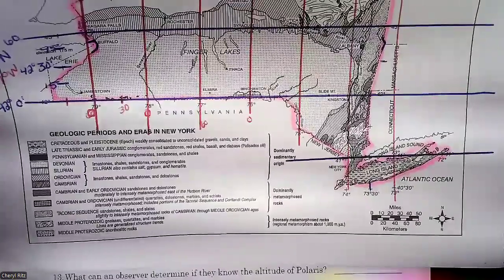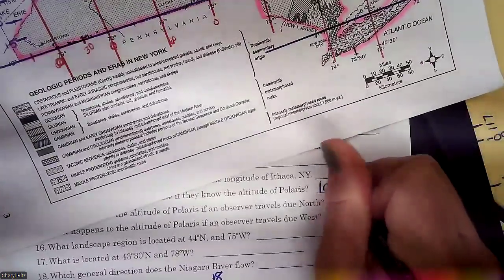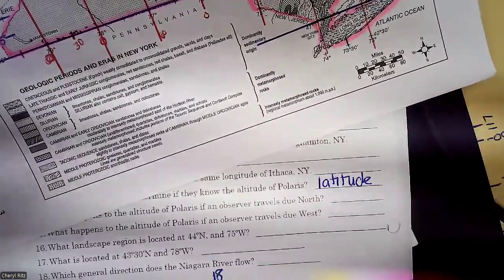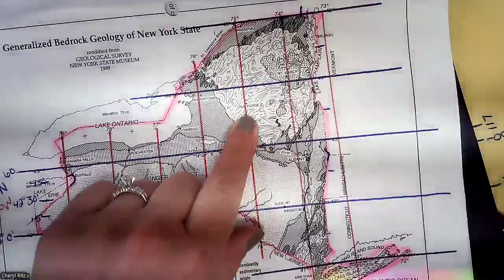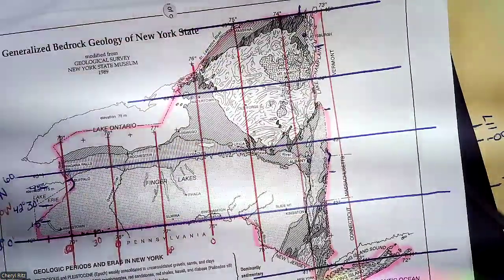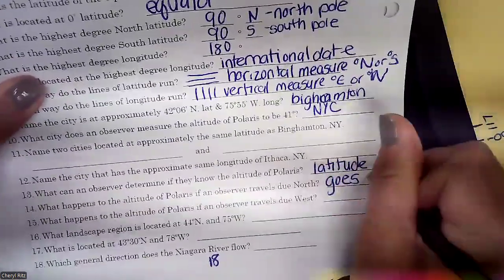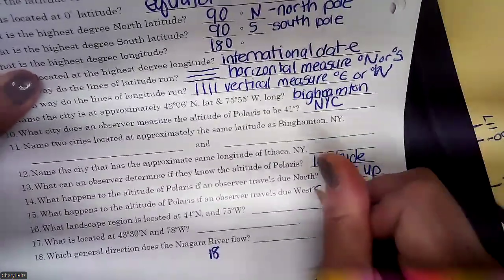So for number 13, what does an observer know if they know the altitude of Polaris? If you know Polaris, you know your latitude. What happens to Polaris as you go due north? Since it's equal to your latitude, if you're going north, what happens to your latitude as you go north? It also goes up. So then what happens to Polaris? It goes up. But what happens to Polaris when you go due west? Stays the same.